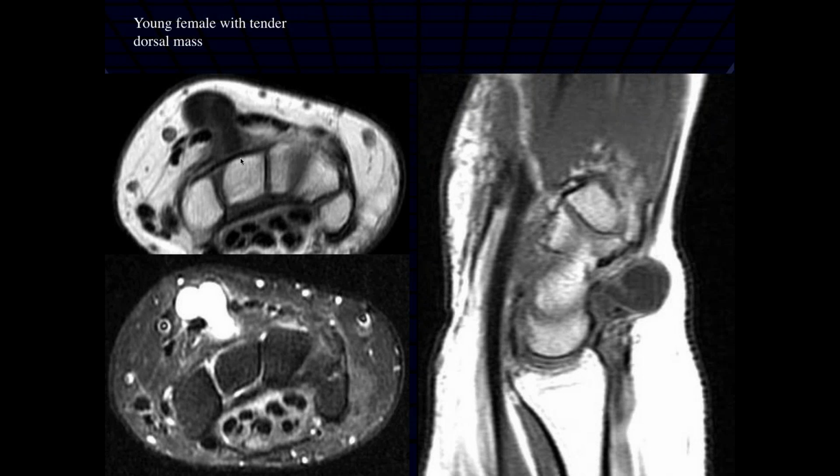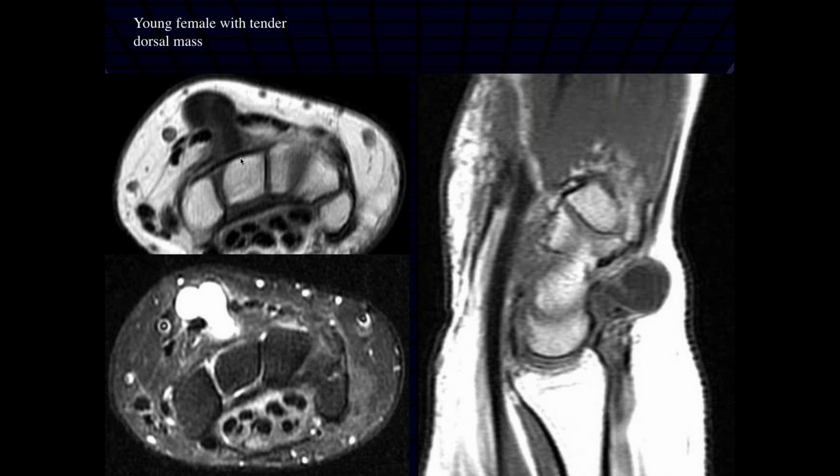I don't see any bone marrow signal alterations on this view. I don't see on any of the images any communication with any of the joints. So it looks like it's within the soft tissues of the dorsum of the wrist. Do you have any post-contrast images? No. No? So, okay.